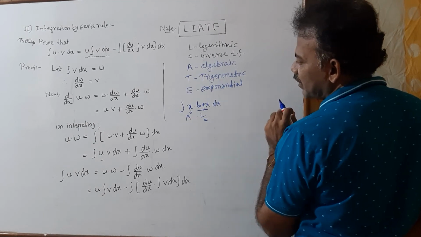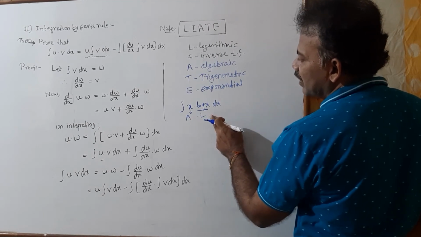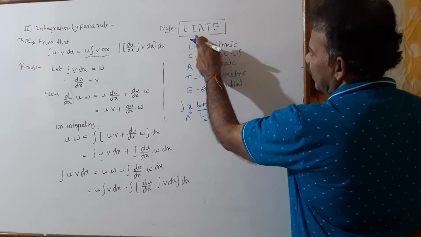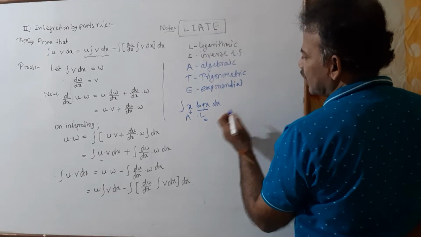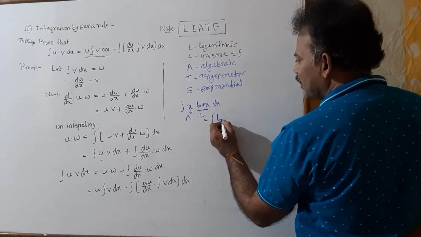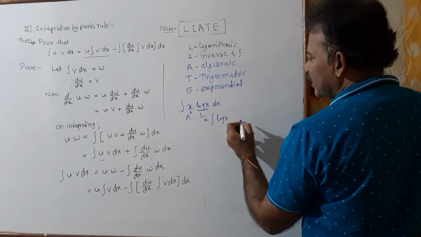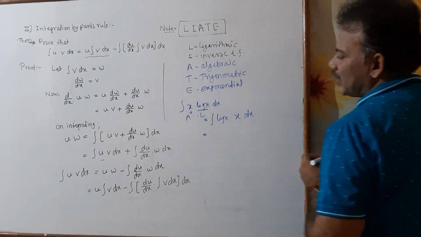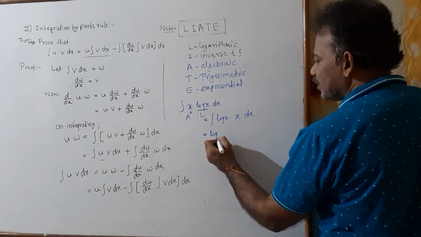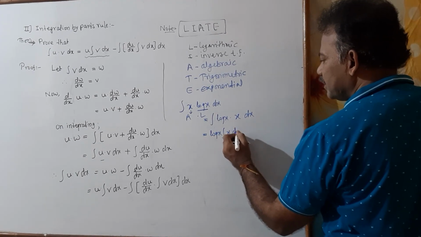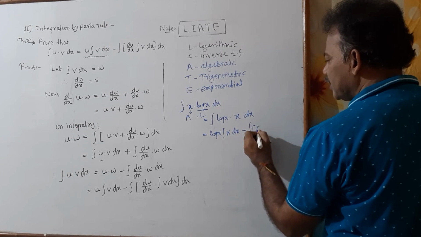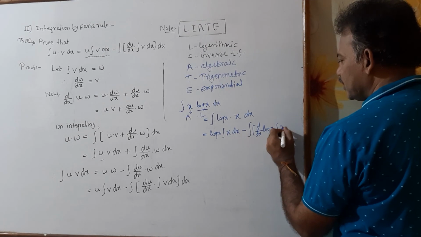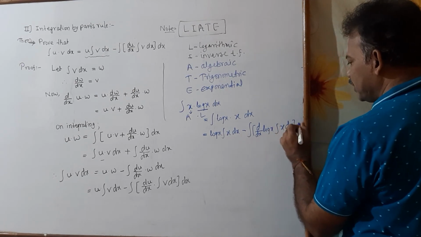This order is not correct because A is first, L next. By this word, L must be first and the second may be I, A, T or E. So first we take the logarithmic function, and as the second function we take x dx. Now we can apply the rule: first function as it is, then integration of the second, that is x dx, minus integration of the derivative of the first function, log x, times the integration of the second function, outside the bracket, dx.